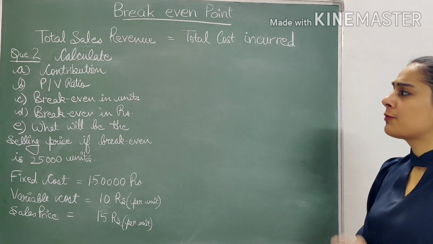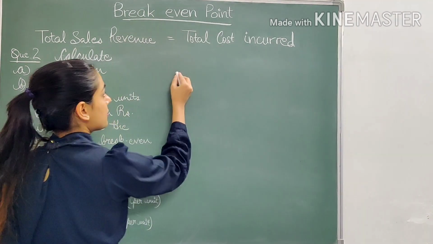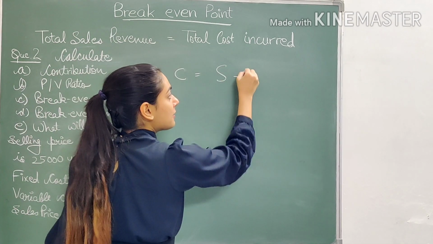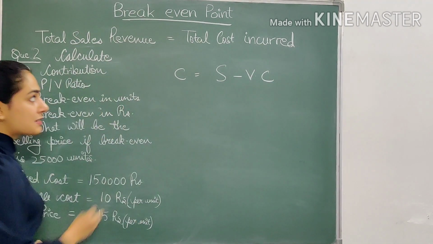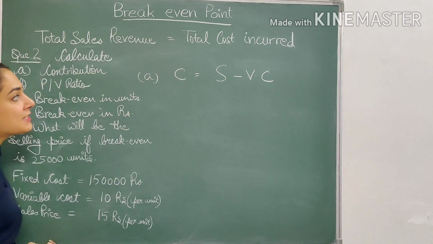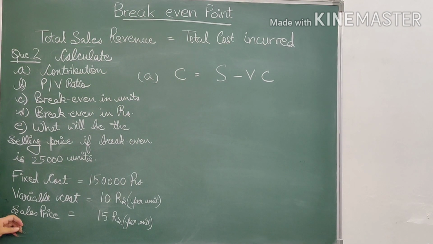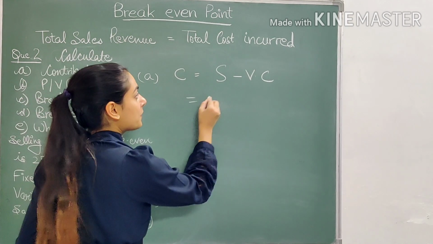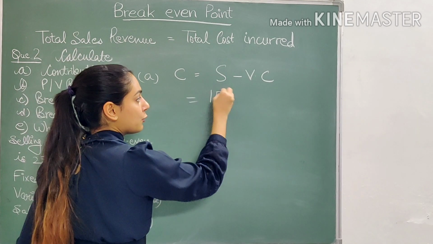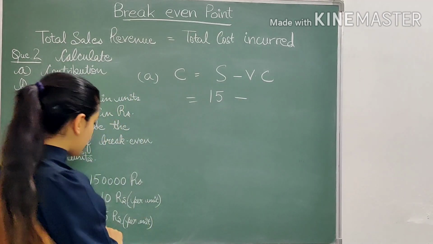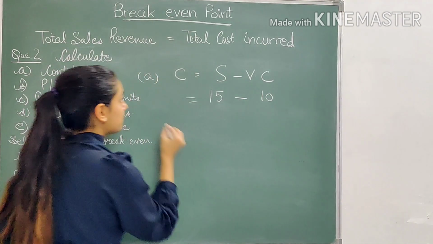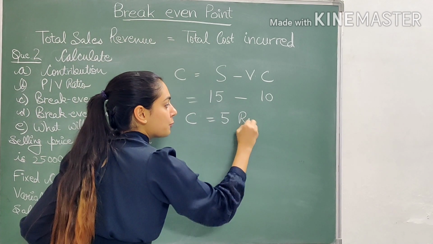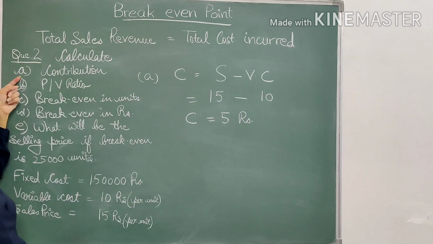So first of all, we have to calculate contribution. You all know what is contribution, that is sales minus the variable cost. So simply for A part, sales minus variable cost. You know what is the sales price? 15. What is the variable cost? That is 10. Sales value is 15 rupees and variable cost is given to us as rupees 10. So basically our contribution will come out to be 5 rupees. This is the answer for the first part.